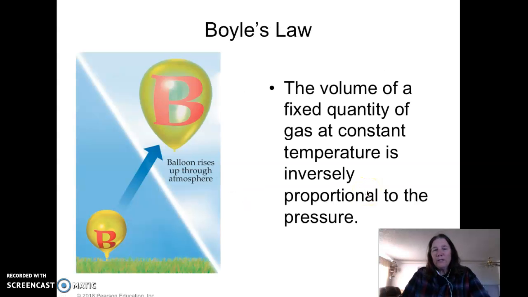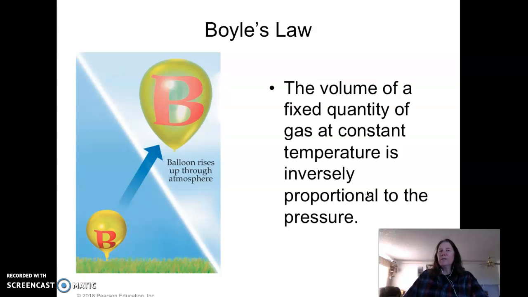Okay, so Boyle's law is the first one we're going to talk about. The volume of a fixed quantity of gas. So we're not changing the amount of gas and we're not changing the temperature. All we're looking at is pressure and volume.